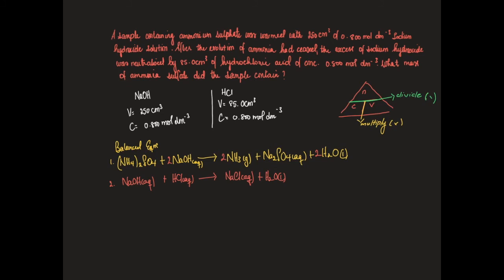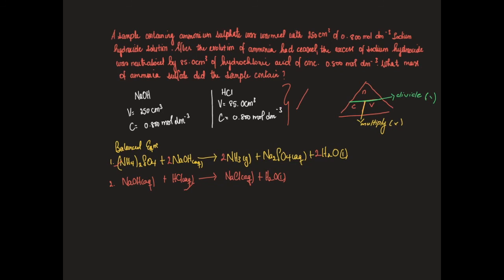I've already written the useful information we're going to need to make the calculations, as well as the reference triangle. I then proceeded to write the two balanced equations because there are two reactions taking place here. First, the ammonium sulfate reacted with the sodium hydroxide, and then the sodium hydroxide went on to react with the hydrochloric acid here.